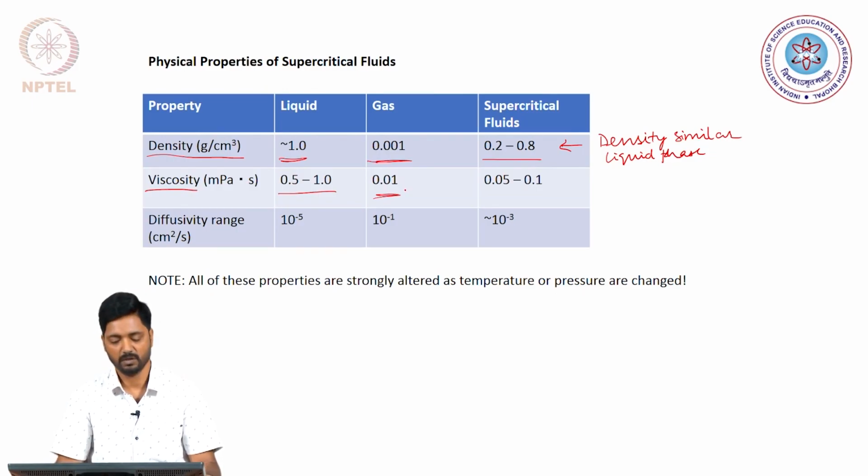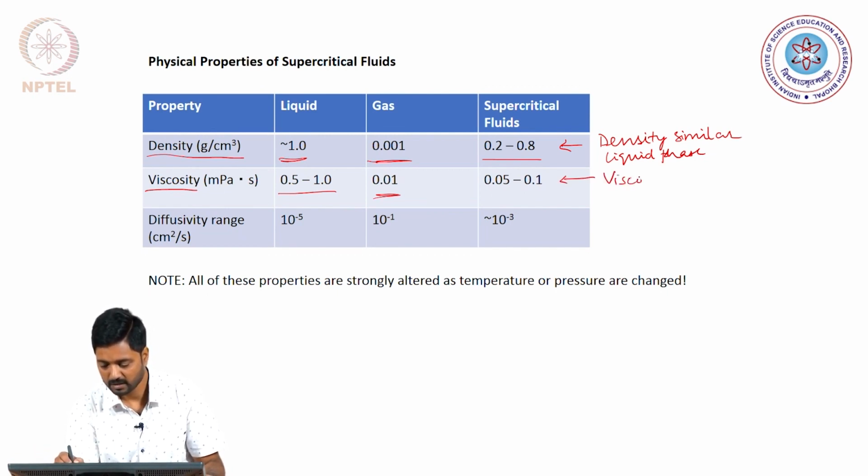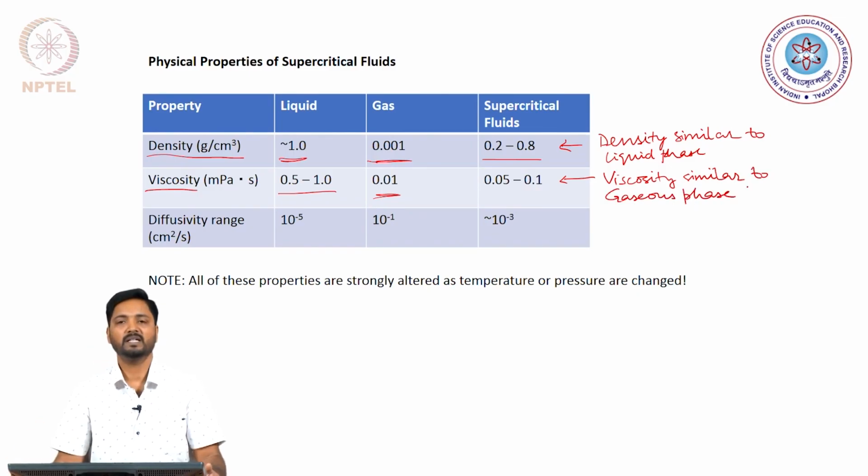the chromatographic columns. Now, the viscosity of supercritical fluids is similar to the gaseous phase. So, while the density of the supercritical fluids was closer to that of the liquid state, the viscosity is closer to the gaseous state.